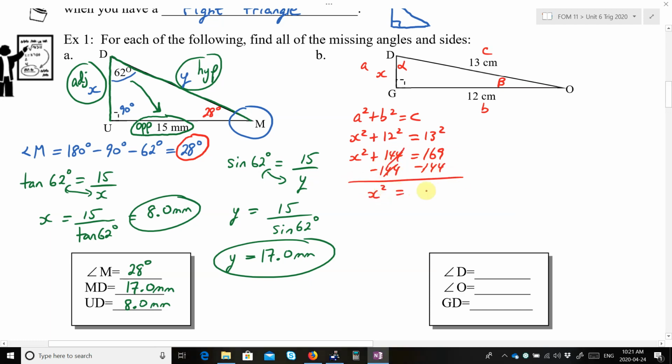X squared is equal to 25. So that means x is equal to plus or minus the square root of 25, which is plus or minus 5, but we are going to reject the negative because we're finding the length of the side, so x is equal to 5 centimeters. Right, so up here, at this step, you have to go square root with a little plus or minus in front. Okay, so this GD is x, that's 5 centimeters.